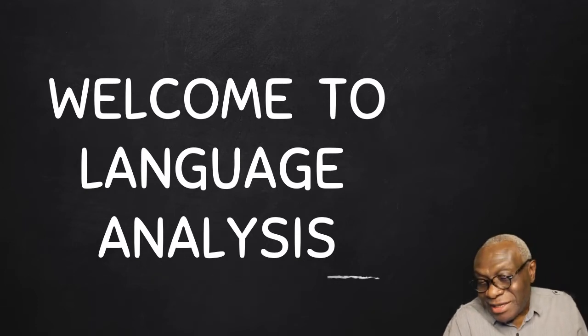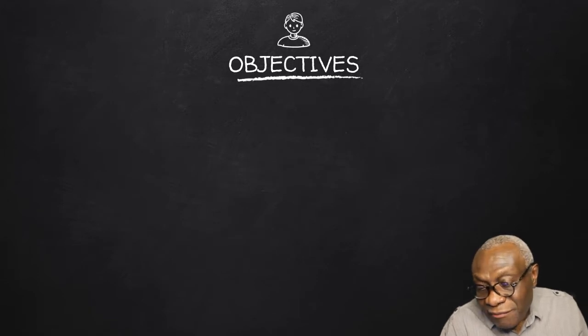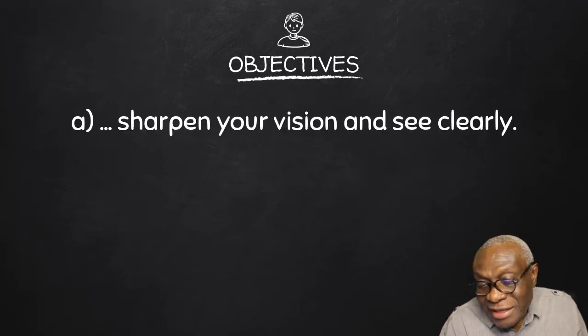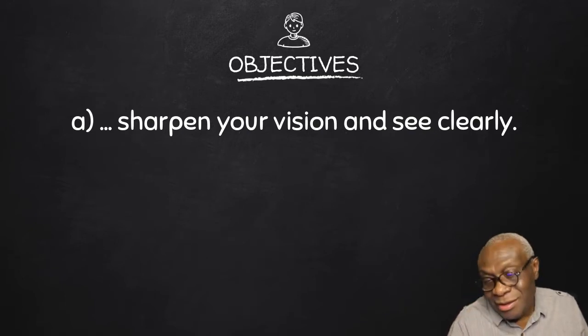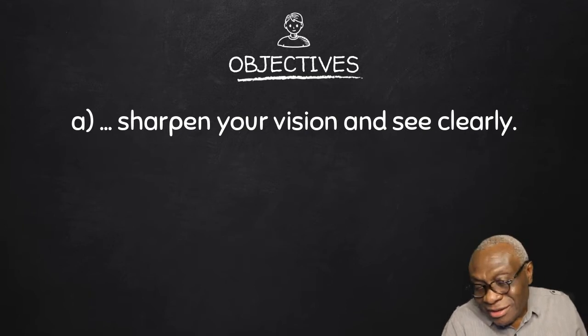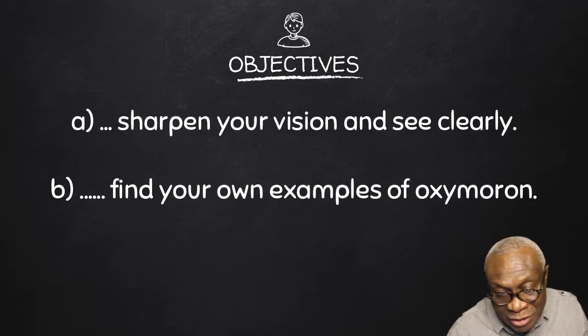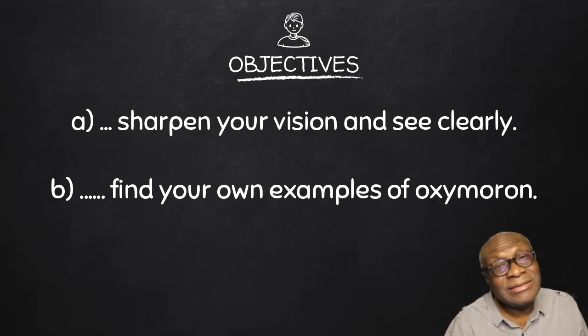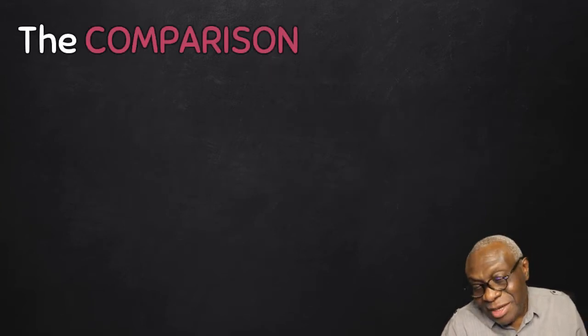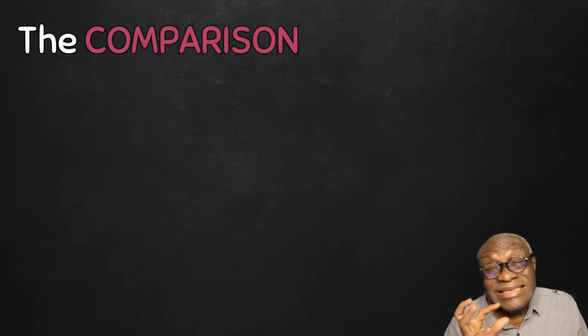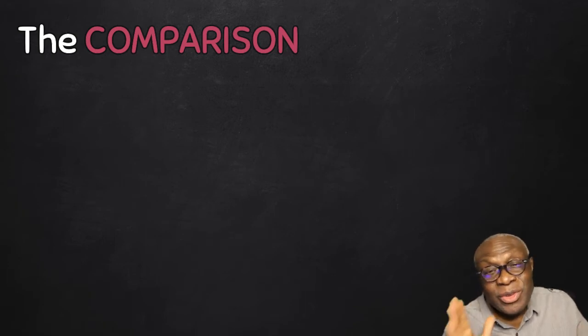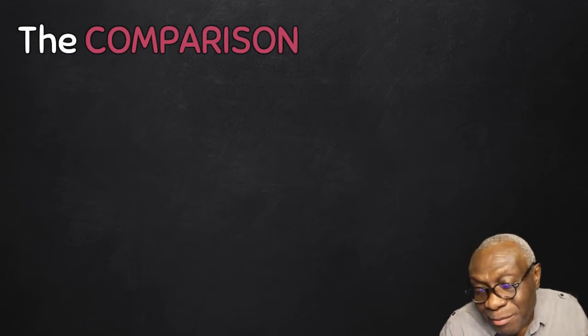Right, for today's objectives, by the end of the lesson, you should be able to sharpen your vision and see clearly, because vision is very important in language analysis. By the end of the lesson, you should be able to find your own examples of oxymoron. Today's lesson is entitled The Comparison, because when you can form pictures in your mind, you should be able to find two things that are in comparison.